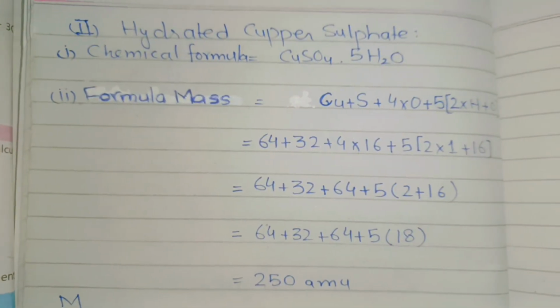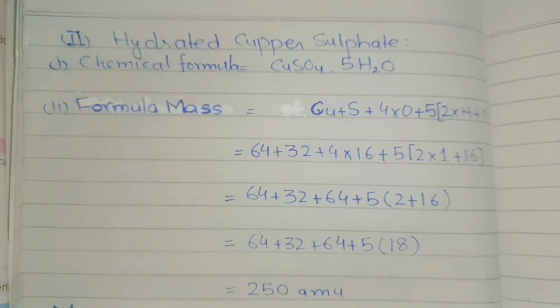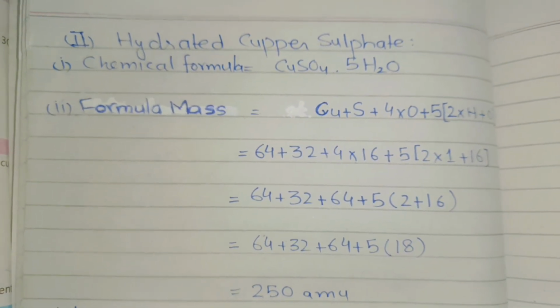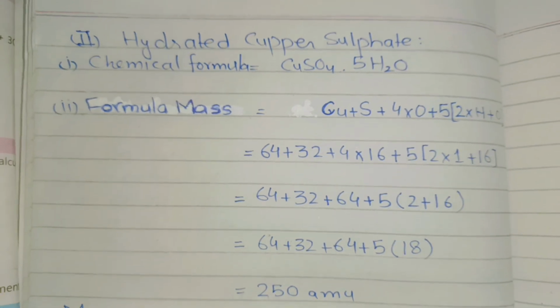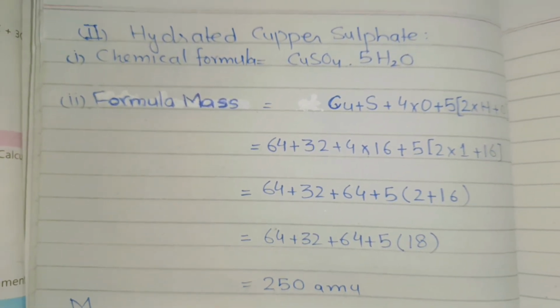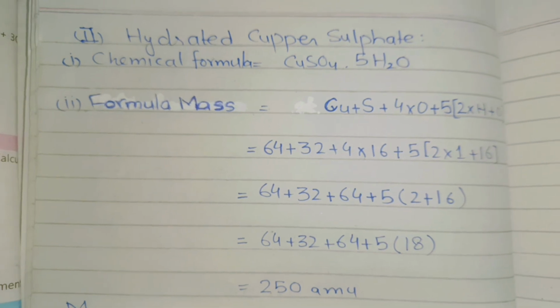Okay, next example is you have to calculate the formula mass of hydrated copper sulfate. First step, you have to write down the formula of hydrated copper sulfate, which is CuSO4 into 5 molecules of water.